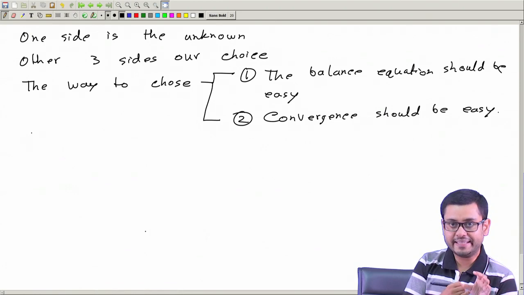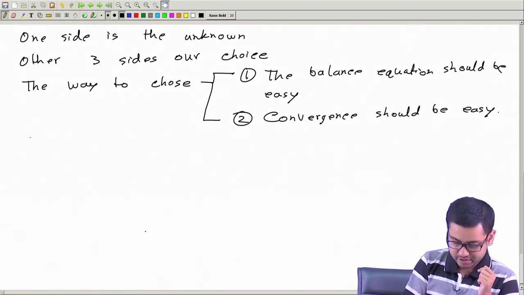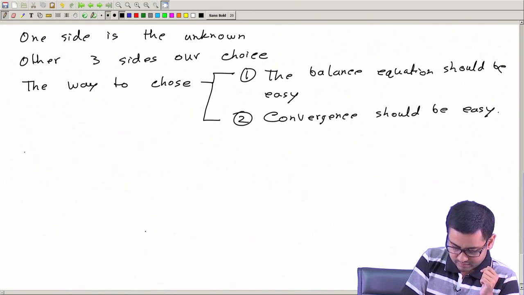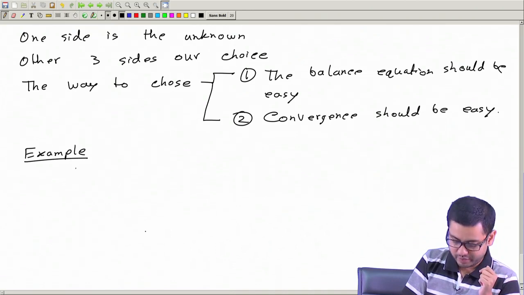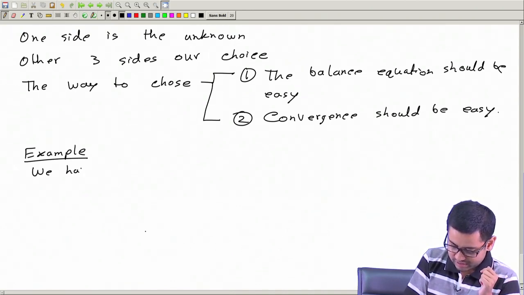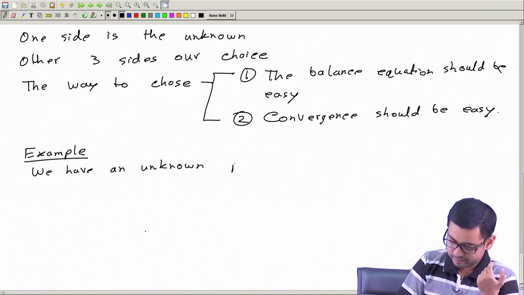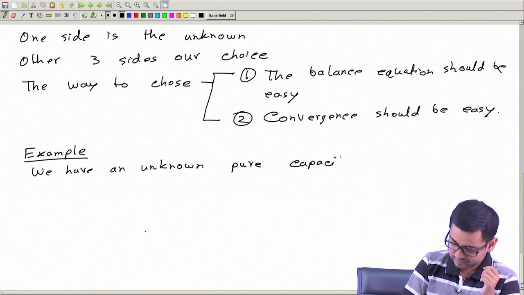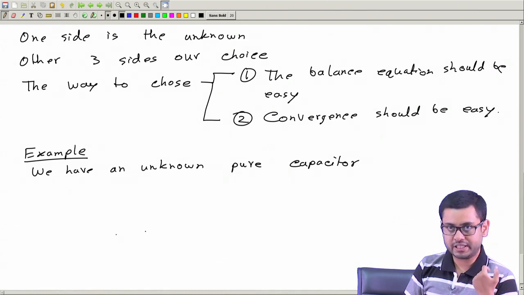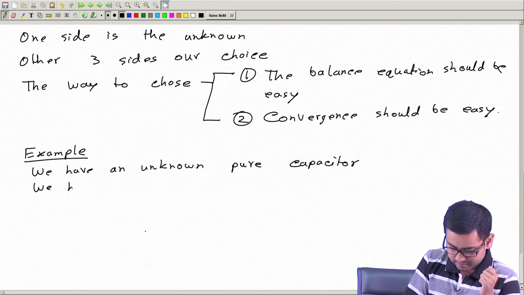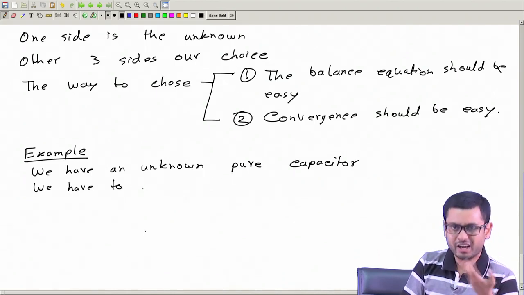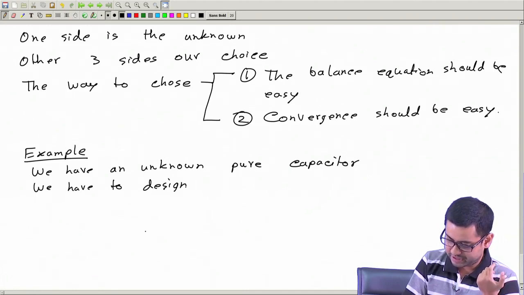So, now onwards we will only take examples and solve problems. Okay. So, example, let us start with a very simple one. So, we have an unknown but pure, meaning almost pure, capacitor. We want to measure it using a bridge. Okay. So, we have to configure or design, whatever you call, design a bridge.